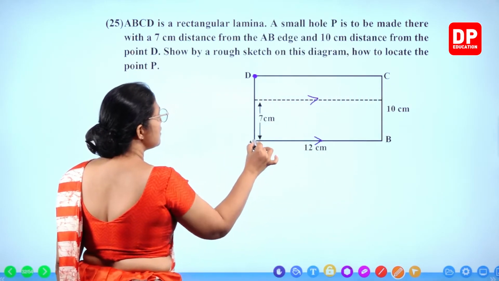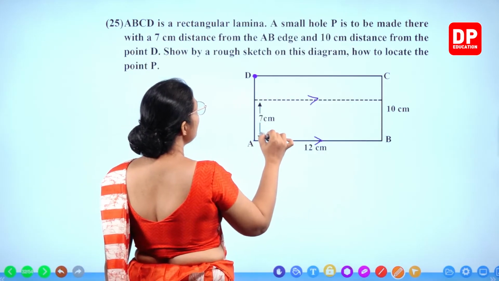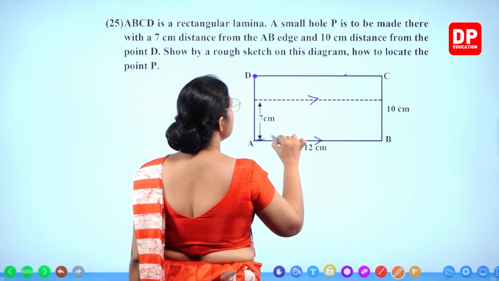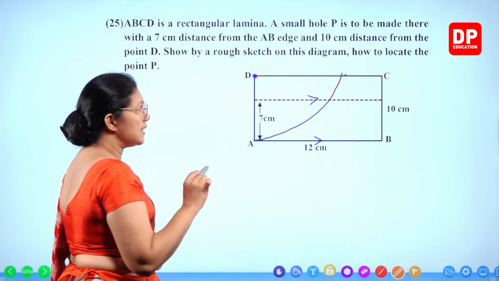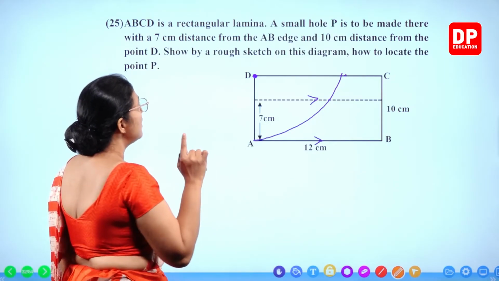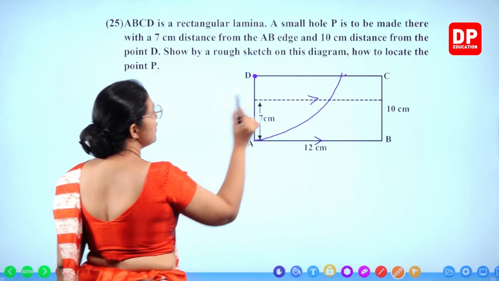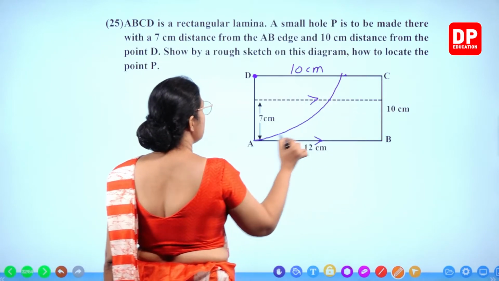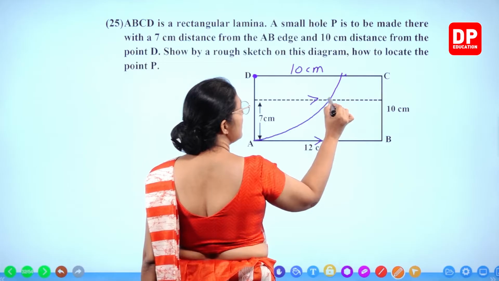So that means this is also 10. So when you draw the arc, it should be something like this. You don't have to draw the full circle because the hole should be inside this rectangular part. So this is 10 centimeters and this is 10 centimeters.